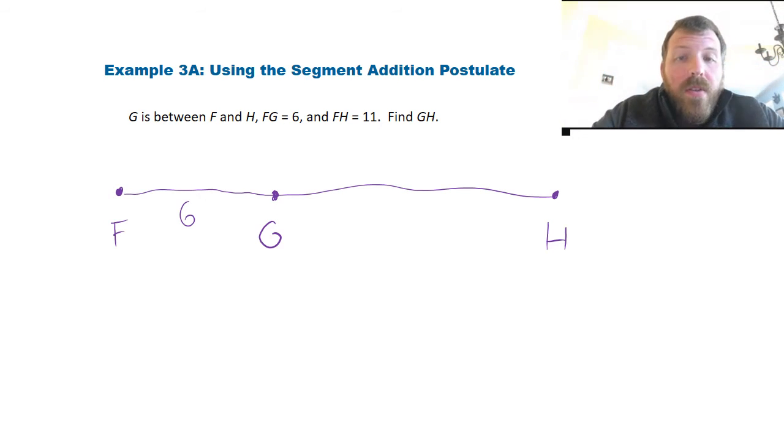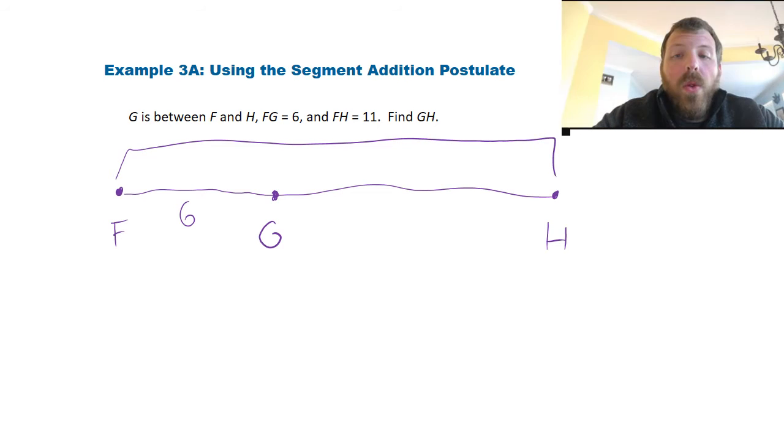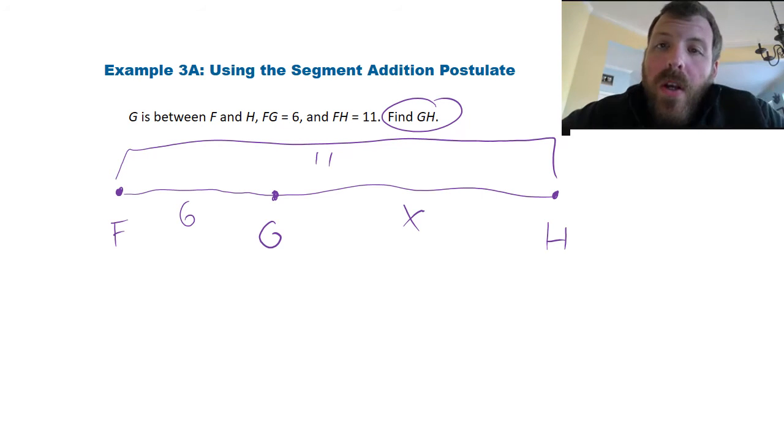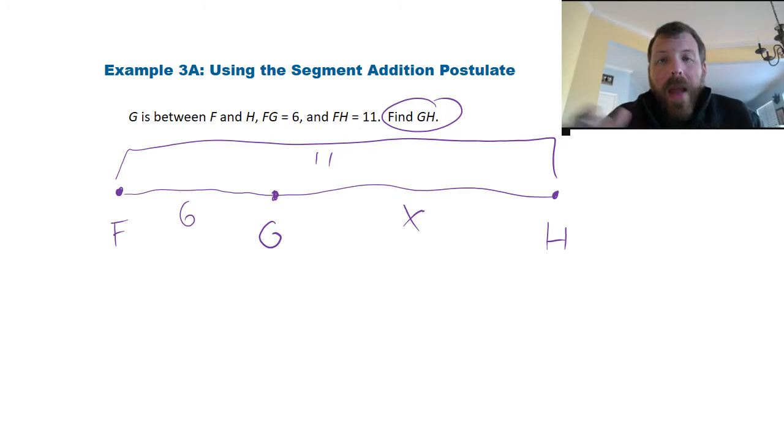So I know this is 6. I know FH is 11. So this whole distance is 11. And I'm trying to find GH. Well, if we look at the previous example that I looked at before, we were adding those two segments to get the whole thing, right?